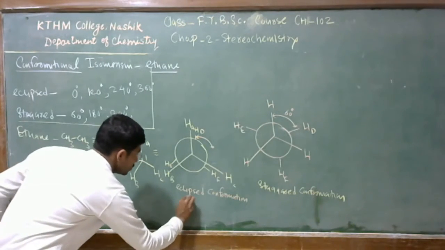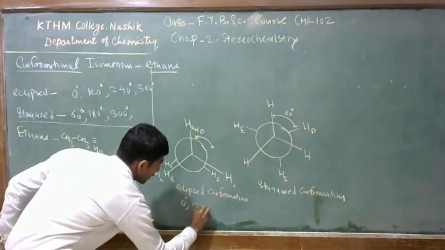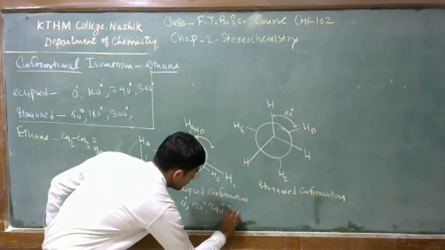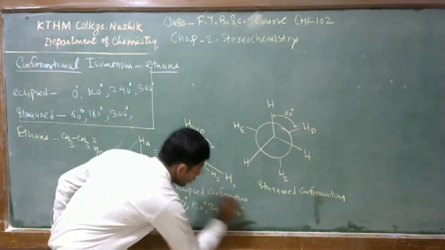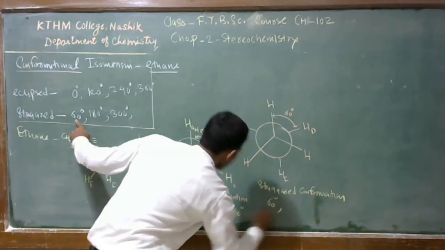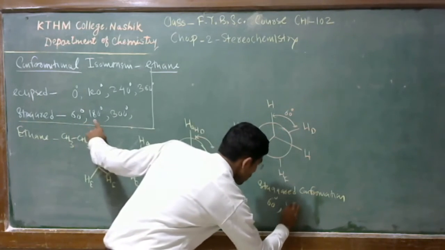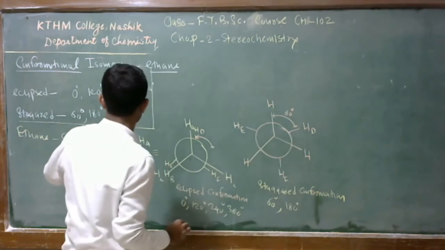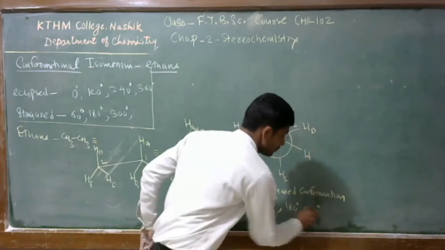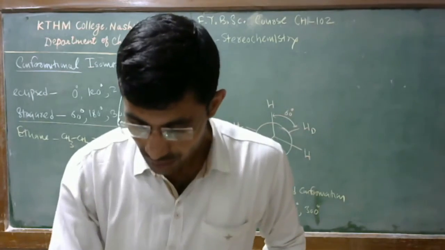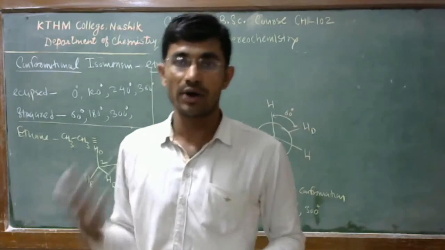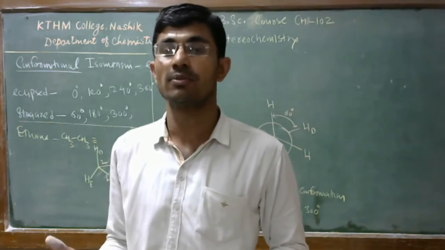Eclipse: angle 0, dihedral angle 0, 120, 240 degree and 360. For this angle we can observe the eclipse. Then 60, then 180 and also 300 angle we can observe staggered conformation. So what is the dihedral angle? So dihedral angle is nothing but the angle between two non-bonded hydrogens or two non-bonded groups.